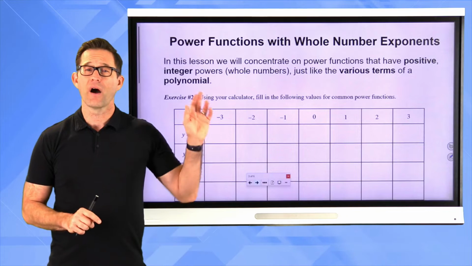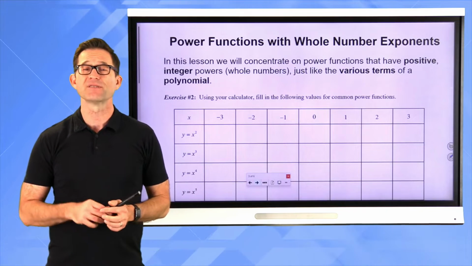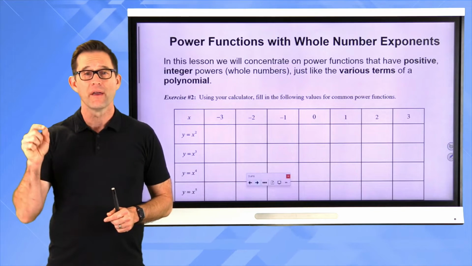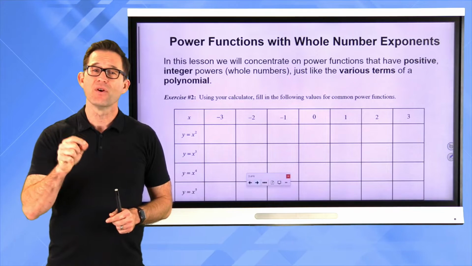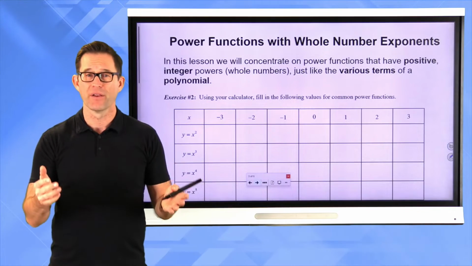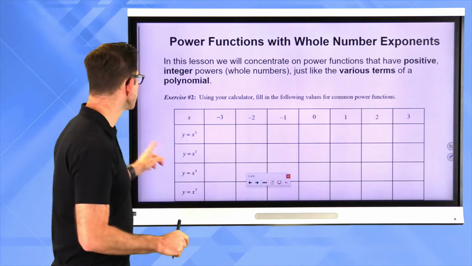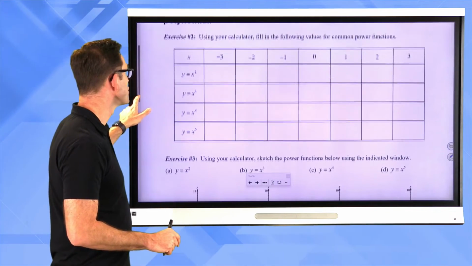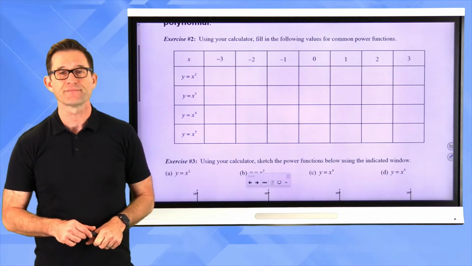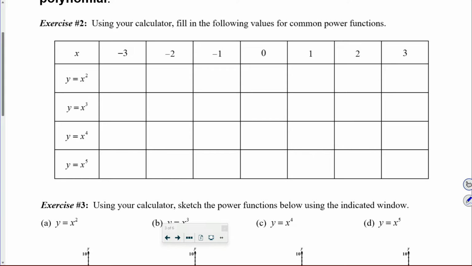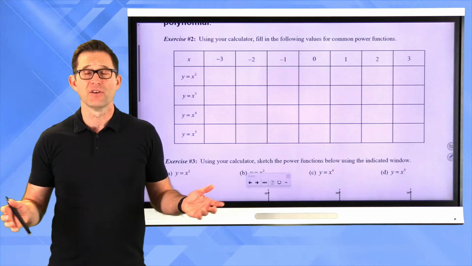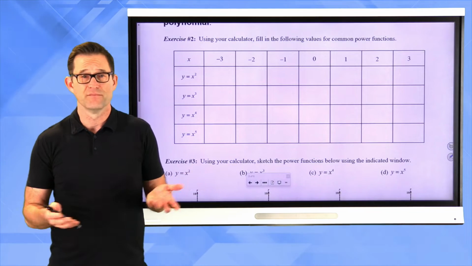The reason that we're going to concentrate on power functions that have simply whole number powers is because those are the same types of powers that polynomials have. So let's take a look at some very simple power functions in exercise number 2. Using your calculator, fill in the following values for common power functions. y equals x squared, y equals x cubed, y equals x to the fourth, and y equals x to the fifth.